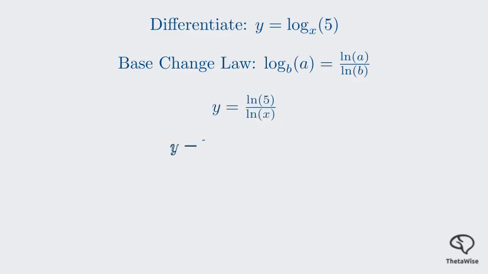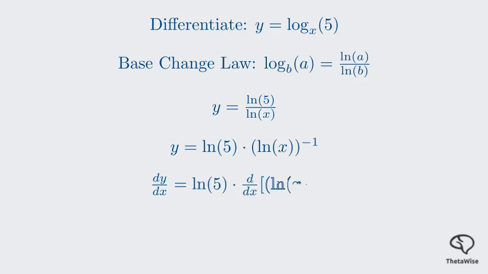We can rewrite the function as a constant times a function of x: y equals ln of 5 times the quantity ln of x to the power of -1. This is much easier to differentiate. Now, this is a product of a constant and a composite function. The derivative is the constant times the derivative of the composite function.